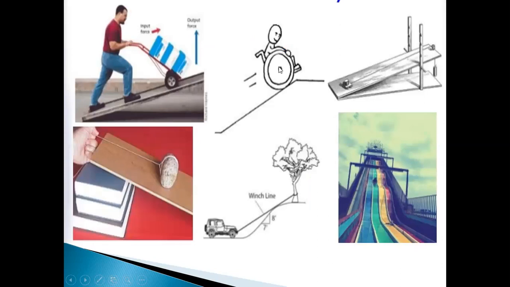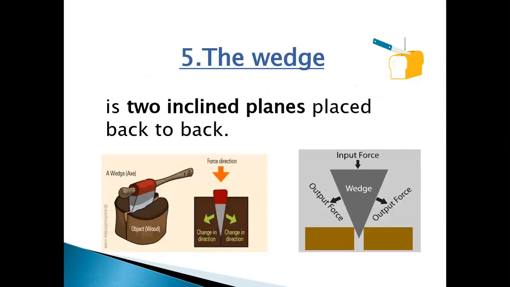The wheelchairs, either to go up to wherever the place they want to go, or to go down, for example, to go home. Okay? The fifth type of simple machine is called the wedge. What does a wedge mean? The wedge is just 2 inclined planes. They are back to back.